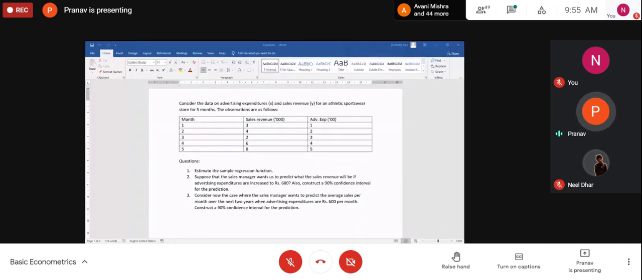and then you have to construct a 90% confidence interval for this prediction. And the next question is that instead of predicting the sales revenue, what if the sales manager asks you to predict the average sales per month when the advertising expenditure is 600 rupees per month, and again you have to construct a 90% confidence interval for the same. So take fairly 10 to 12 minutes to solve this question, and after that we discuss the analysis and conclusion.